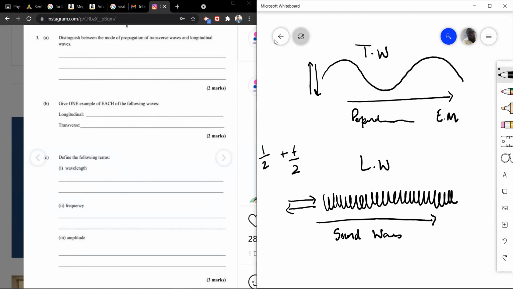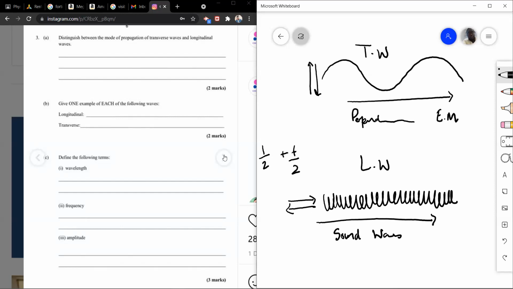Also, like ripples. So ripples in a tank, as in from water waves. Yes, sir. I'd rather use the EM waves though. Sir, and the slinky as well. And the slinky, all right, for the longitudinal.